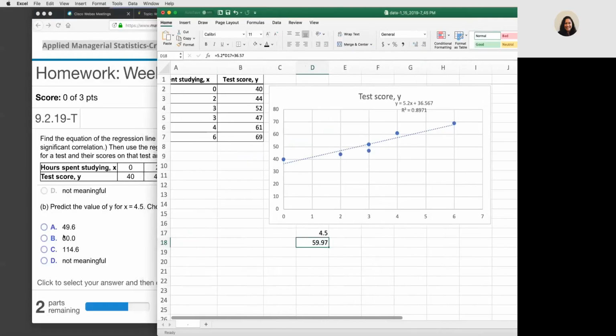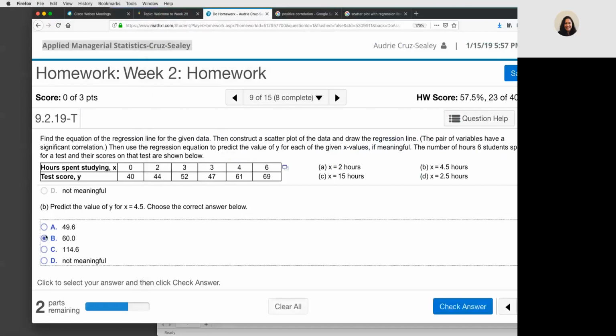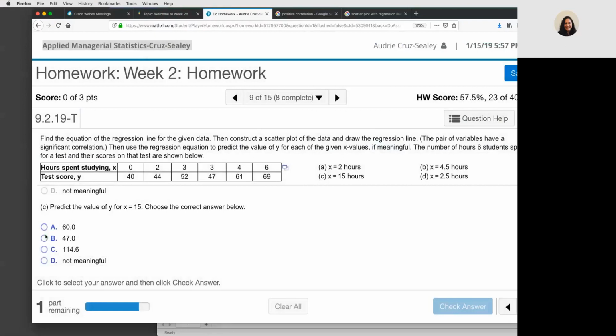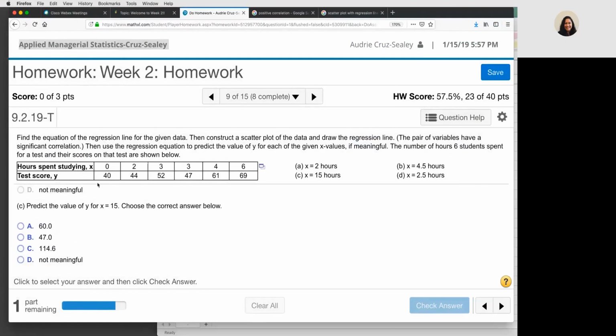So let's look at the answer choices. 59.97, isn't that super close to 60? So I'm going to click on 60, and that's the answer. Is that okay? Yes, no, maybe? Yes. Okay. The next number is 15. Now, with 15, I'm going to choose not meaningful.